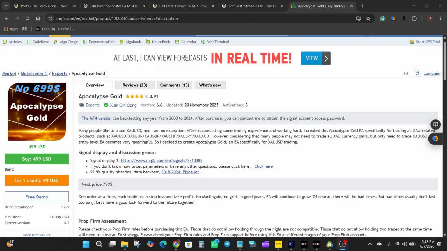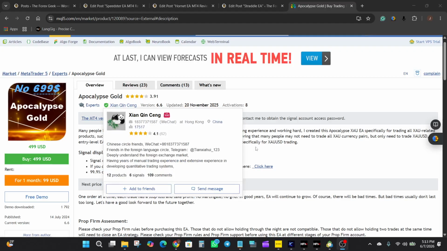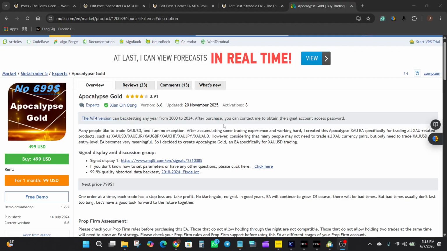Alright, so I am now on the MQL5 marketplace page for the Apocalypse Gold EA. First thing I notice is the pricing. It's listed at 499 US dollars with a 1 month rental option around 99 US dollars. The EA is developed by Xianqing Seng and the current version is 6.6, updated on November 20th, 2025 with a limited number of activations available.